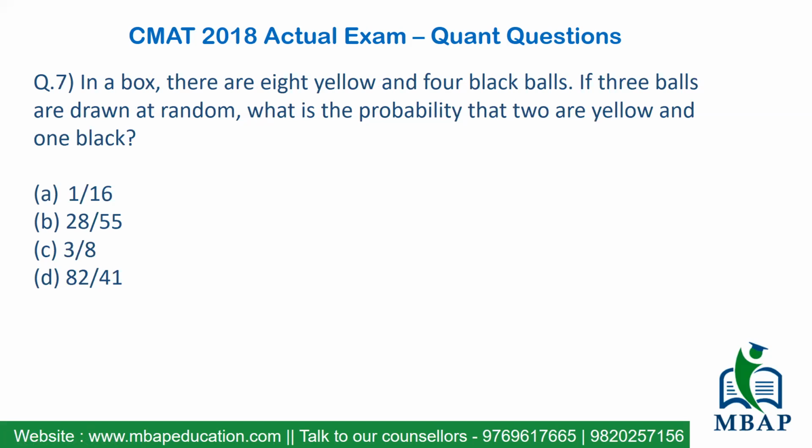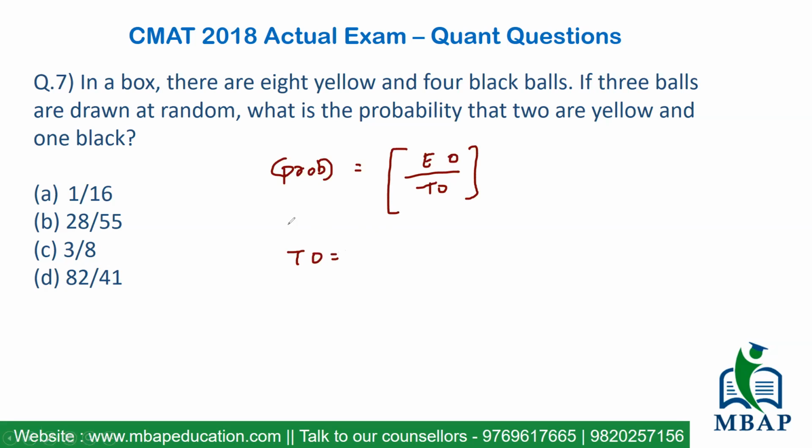Now, this question, obviously, you will understand is of probability, which is based on permutation and combination also. And how do we find out the probability? We know probability is nothing but the expected number of outcomes divided by the total number of outcomes. Now let's look at the total number of outcomes that we have got.